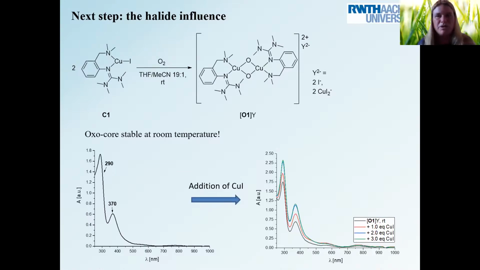Dan Steck always told me, please check for the full formation of your species. Otherwise you have some crap running around. And he also told me that iodide is always a problem. Yes, he's right. Iodide is a problem, but it also gives some new opportunities, which I would like to share with you in my last minutes. So we then observed that adding copper iodide is really beneficial. So there is more oxo species formed.